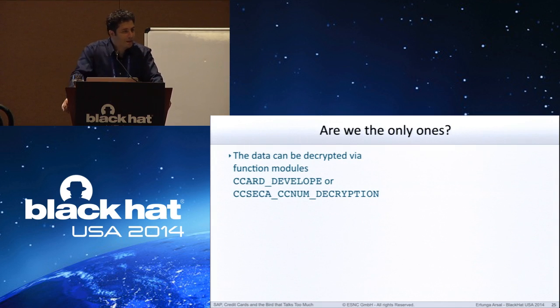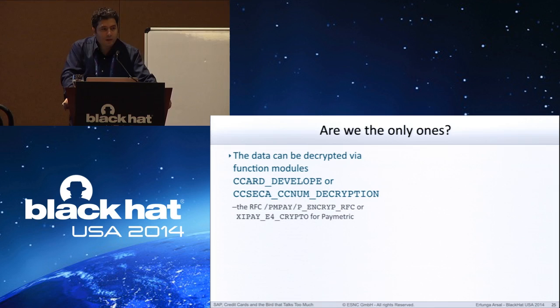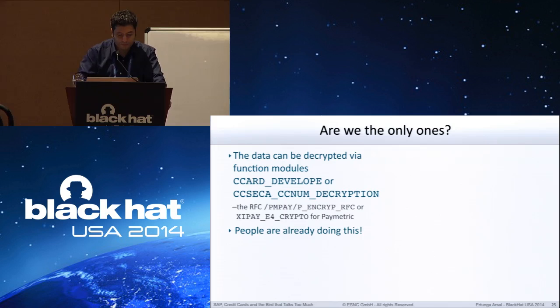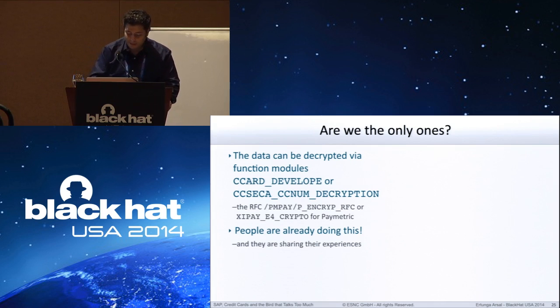There are two critical function modules here. This is the CCARD_DECRYPT and CCNAM decryption function modules. Using this, the encryption is isolated there, so you don't need to do much. They just work. So if you are using external solutions like Paymetric or other solutions, they also have some functionality to decrypt the credit card numbers. And the interesting thing is we discovered a crime gang who is actually doing this. And they are sharing their experiences.